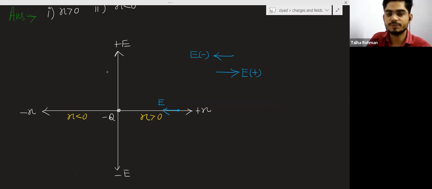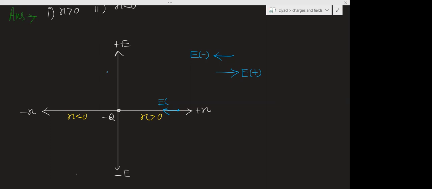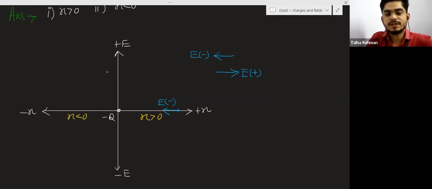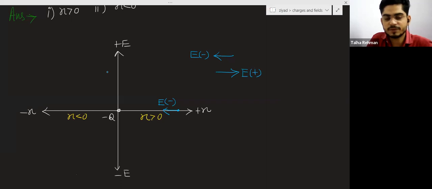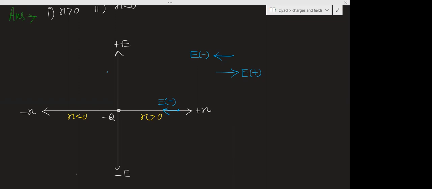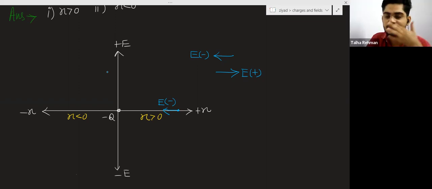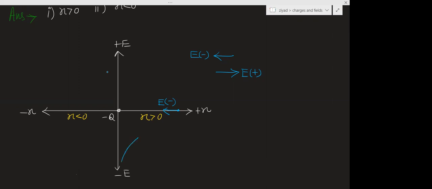So this electric field is negative and x is positive. So in which quadrant is electric field negative and x is positive? The fourth quadrant. Electric field will be negative below the origin. Very, very good. Means x is greater than 0, but electric field you have to take as negative. So the graph will be like this.